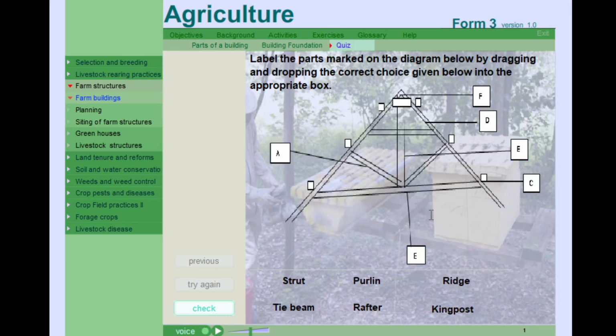Label the parts marked on the diagram below by dragging and dropping the correct choice given below into the appropriate box.